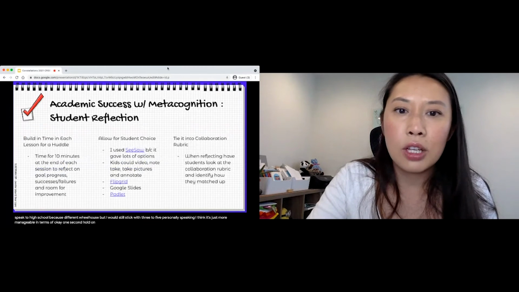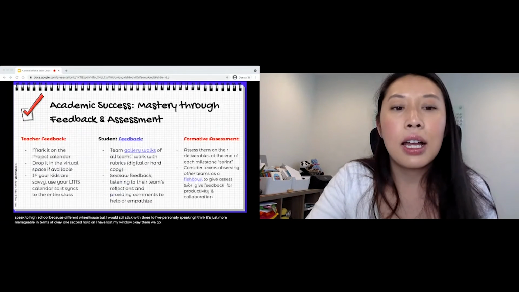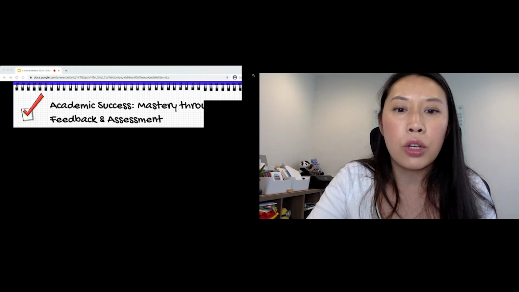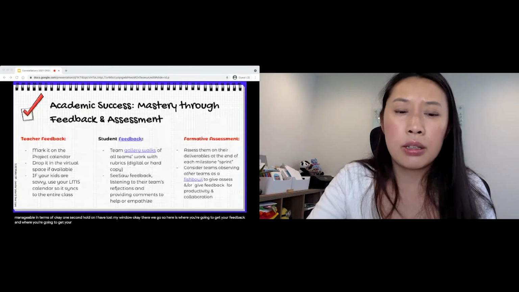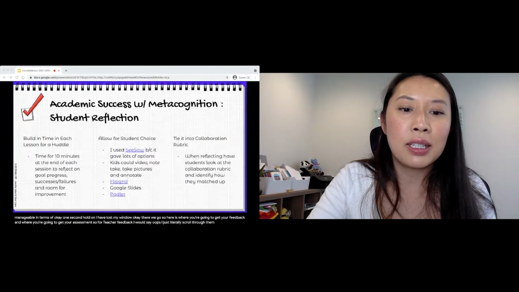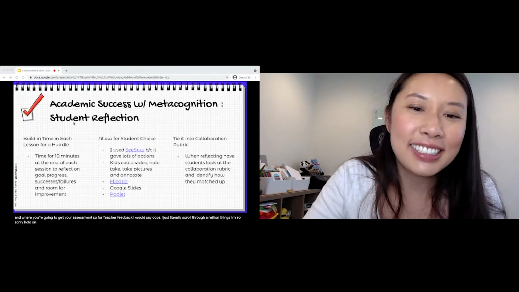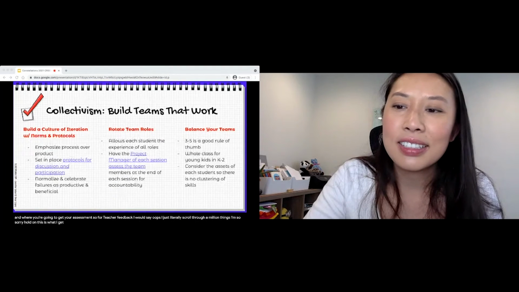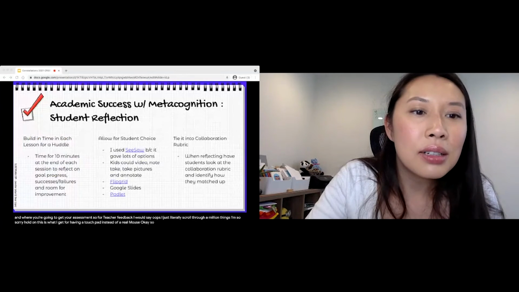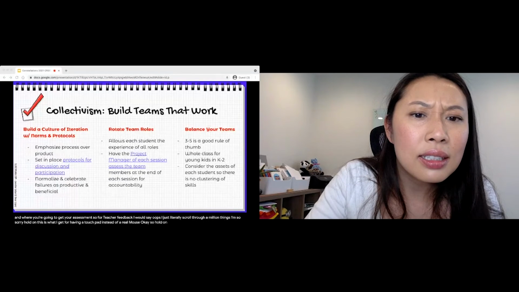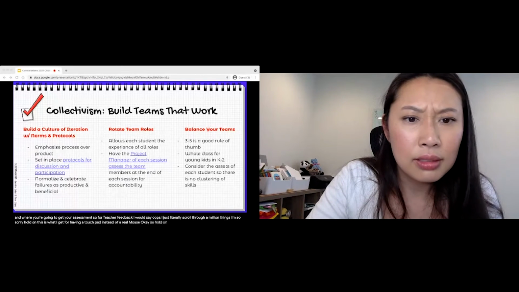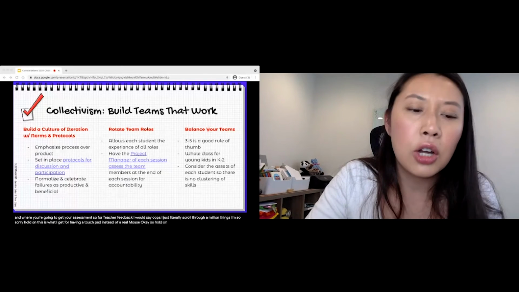Hold on, I have lost my window. Okay, there we go. So here is where you're going to get your feedback and your assessment. For teacher feedback, I would say, oops, I just literally scrolled through a million things. I'm so sorry. Hold on. This is what I get for having a touchpad instead of a real mouse. Okay, so hold on. Did I just skip it, y'all? Like legit, the whole thing? How did I do this? Oh, here we go. I did skip a slide.